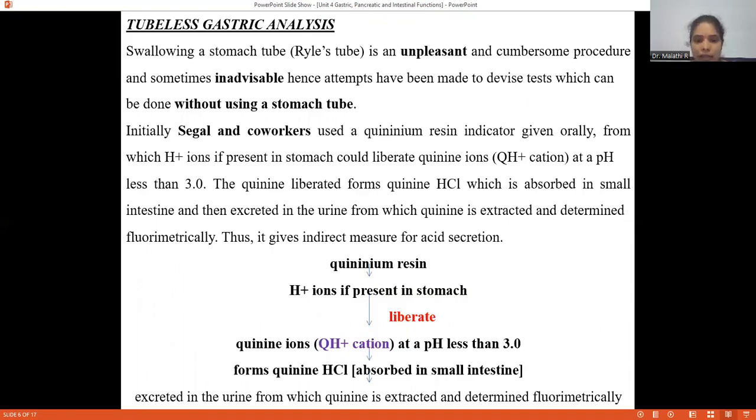Here we use resins, which react with the H+. If the amount of H+ present in the stomach is more, more quinine resin will be used. If it is less, less quinine resin will be used. So it depends on how many H+ ions are present in the stomach. Accordingly, the quininium resin reacts to form quinine ions. That quinine combines with the HCl, so you get quinine HCl in the stomach, and that quinine HCl is absorbed in the small intestine and excreted in the urine. The excreted quinine is extracted from the urine sample and detected using a urometer.